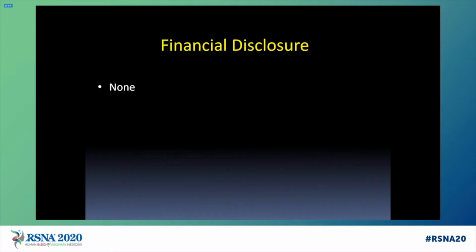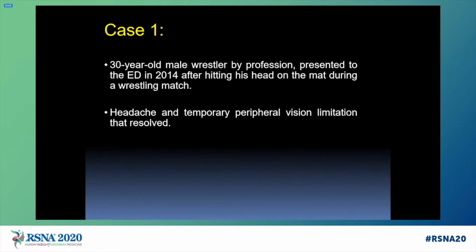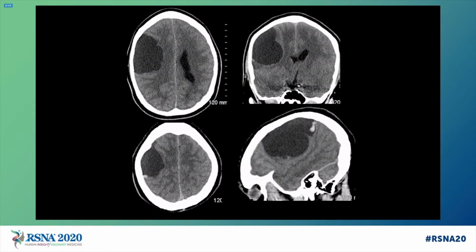I have no disclosures. The first case is a young male patient who happens to be a wrestler by profession who presented to the ED in 2014 after hitting his head on the mat during a match. He presented with headache and temporary peripheral vision limitations that resolved spontaneously. This is the head CT that was performed on admission.